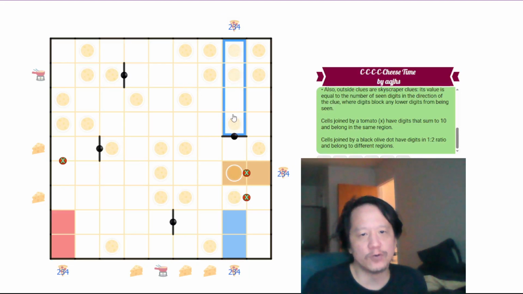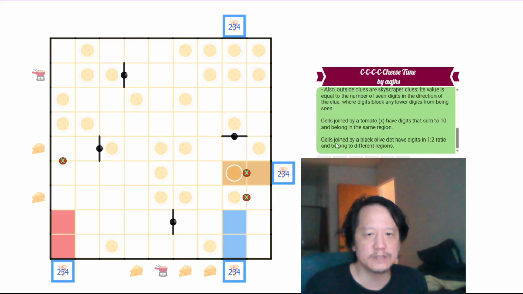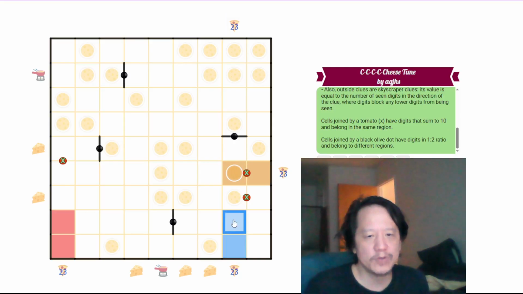It cannot be 4. If this is 4, then this pizza slice would also have to be 4, but we know that these are part of the same region. So the pizza slices are 2 or 3. Could just be 2 there. Interesting. Okay. So these are part of the same region, but are not part of the red here.